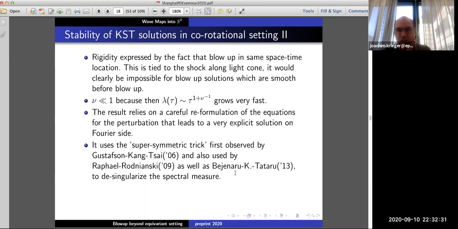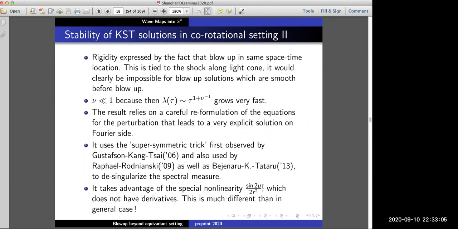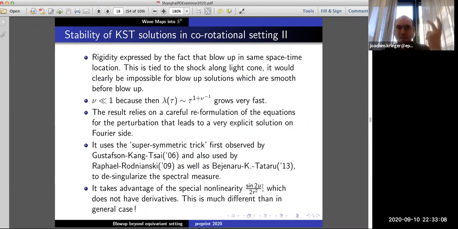So this trick basically exploits a remarkable product structure in the linearization around the ground state. And this is actually not just in the co-rotational setting. It's something much more general, and it will recur later on. And finally, you also take advantage of the fact that in the co-rotational setting, the equation is really sort of elementary in the sense that there are no derivatives. So this is basically like a pure power nonlinearity. And if you combine that with the Duhamel propagator, you gain regularity. So it has a smoothing type property, which is very important.